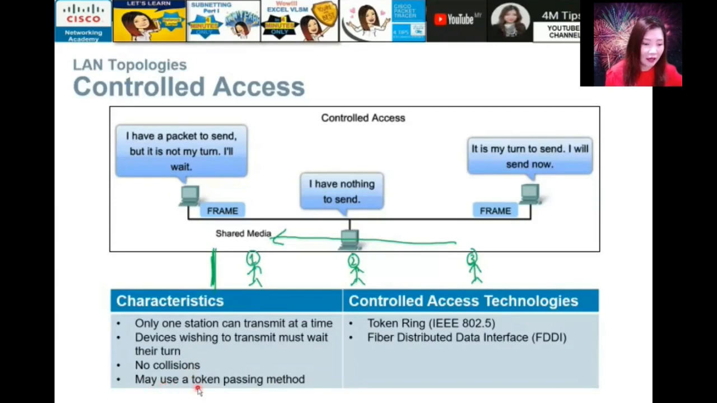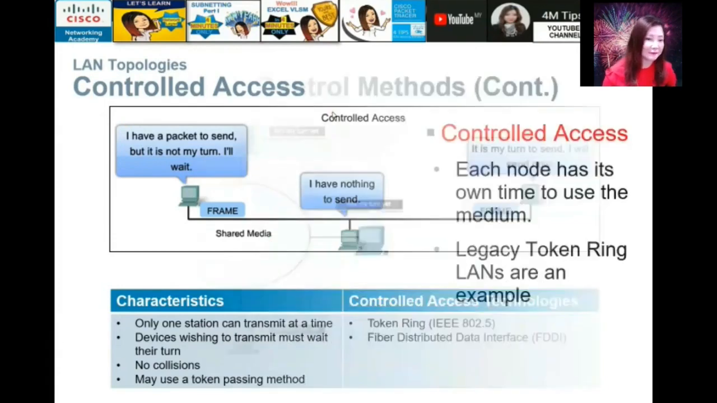Normally the method that we use is the token passing method. Which topologies will use this? Token Ring and FDDI. These two are using the method called controlled access. So easy, right? Easy for you to understand.